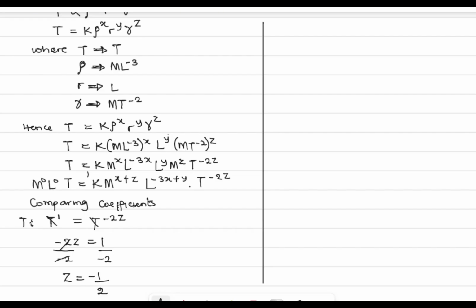The next one we want to compare, since we've gotten z, is m. M has x and z, and we've gotten z. So on the left hand side, we have m raised to power 0. On the right hand side, we have m raised to power x plus z. If we take out the common base, we get that x plus z is equal to 0. So x plus z, we've gotten z to be minus 1 over 2, equal to 0. So we can say x is equal to, bringing the minus 1 over 2 to the other side of the equation, 1 over 2. So we've gotten our x now.